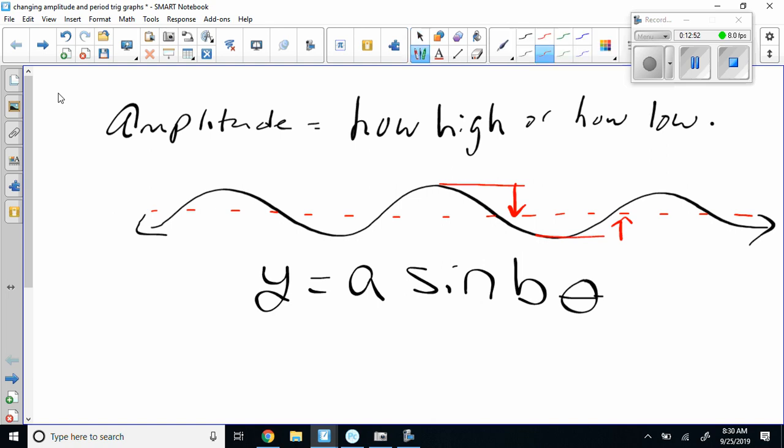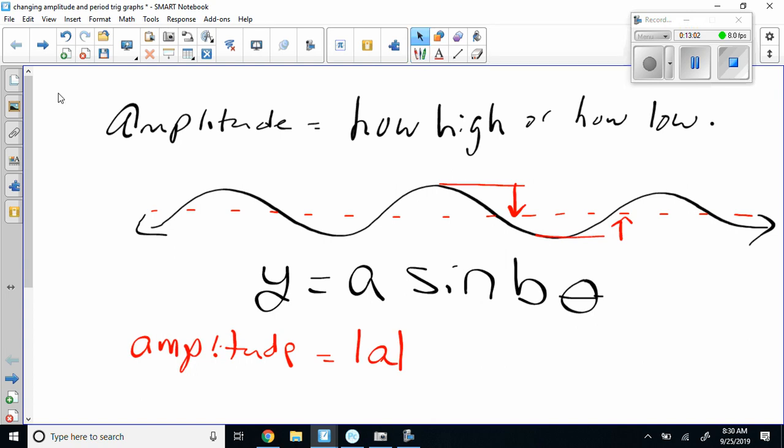Now, the amplitude in an equation is the absolute value of A. That is the amplitude. It's the absolute value of A. Anybody have an idea of why it's the absolute value of A?